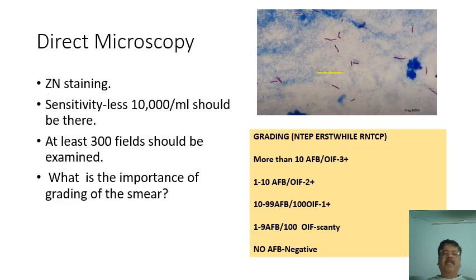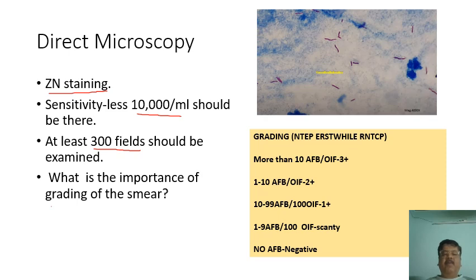All of you know ZN staining is the most important age-old method. Since 125 years we are using ZN staining, but sensitivity is less. About 10,000 bacilli per ml should be there to give the sputum sample as a positive result, and it should be stained with the ZN staining, and at least 300 fields should be examined. If there is a negative result, at least 300 fields should be examined to declare it as a negative smear.